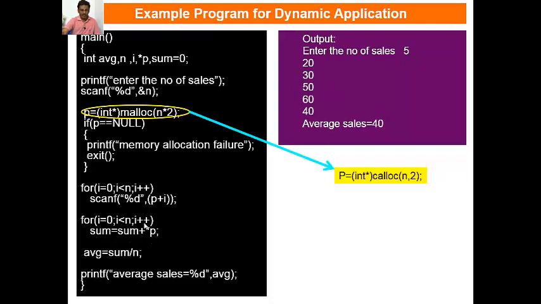Sum equal to sum plus star. So this is also a typo. Here we put star of P plus I. Just put it like this, but we put star, star of P plus I.